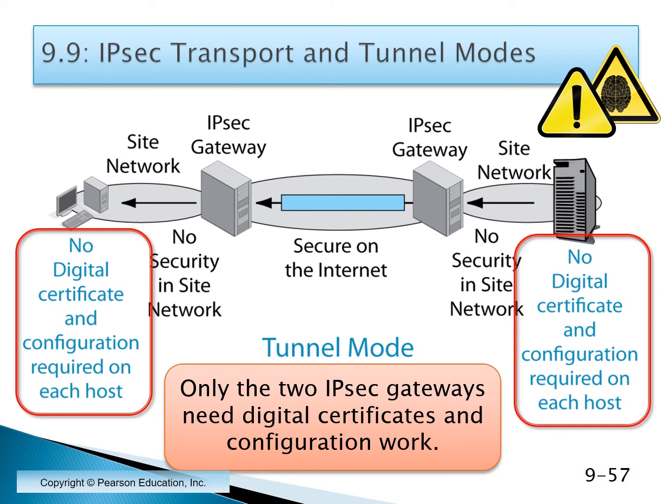So when you do the tunnel mode, you don't need to have a digital certificate and configuration on every host. You only need to make sure you have the correct configuration on the gateway. Right? So when you do this, only the two IPsec gateways need digital cert and configuration work. So it's relatively cheaper to implement.